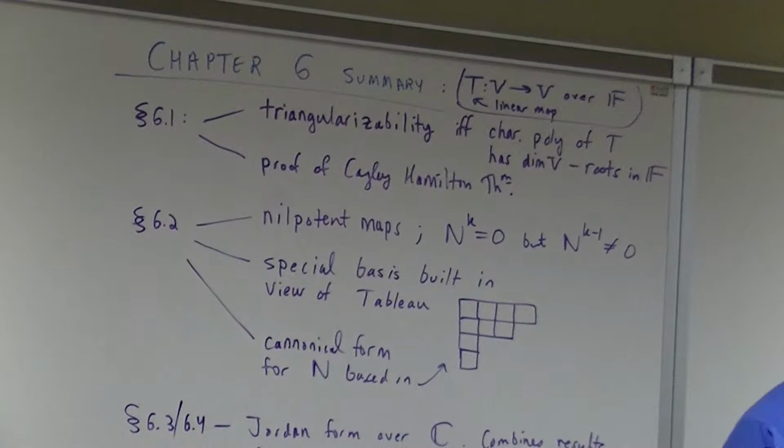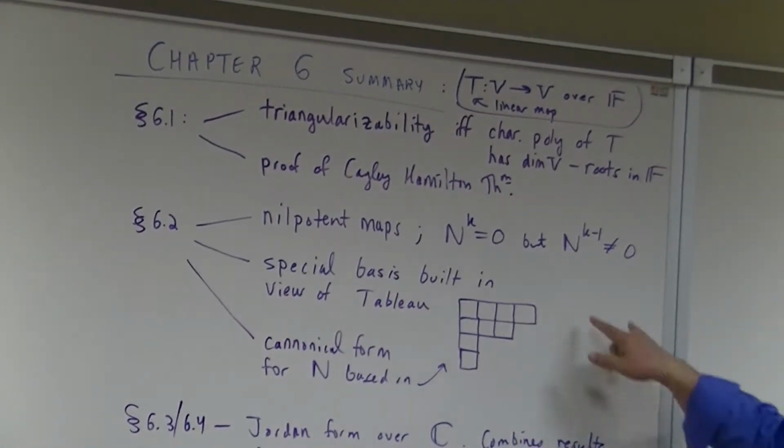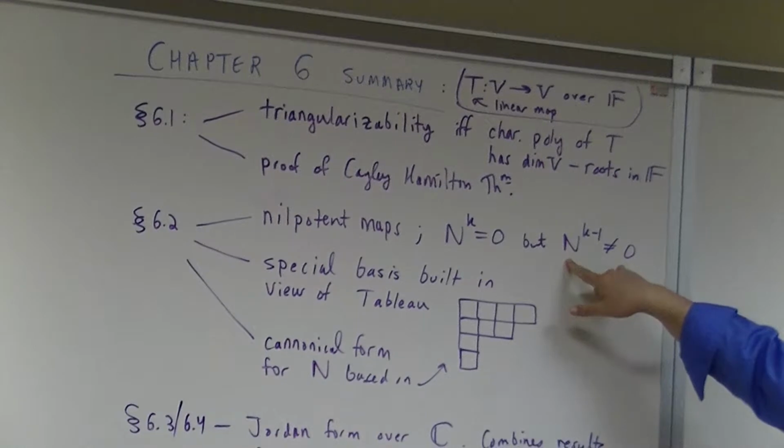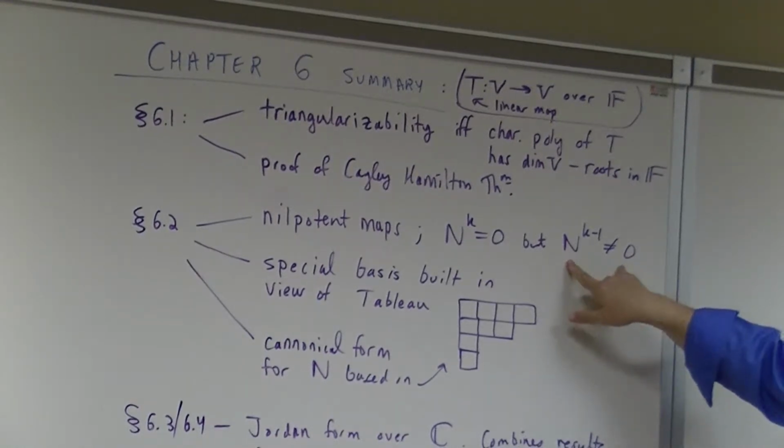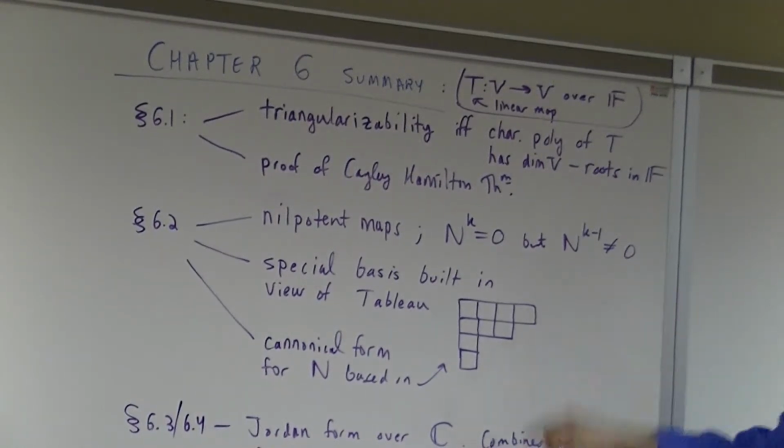Nilpotent maps is section 6.2. A nilpotent map is one for which there's some finite power with which you can compose the map and you get back to 0. And yet the k-1th power of that map is not equal to 0. So this not being equal to 0 means that there is something in the kernel of this map which is non-trivial.